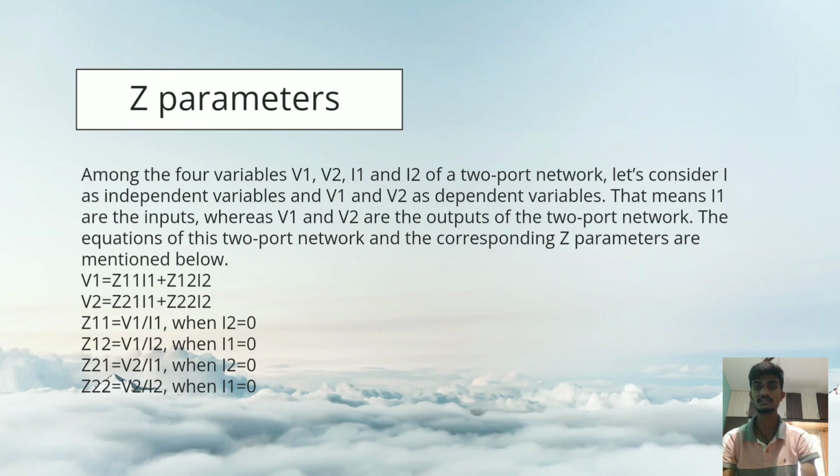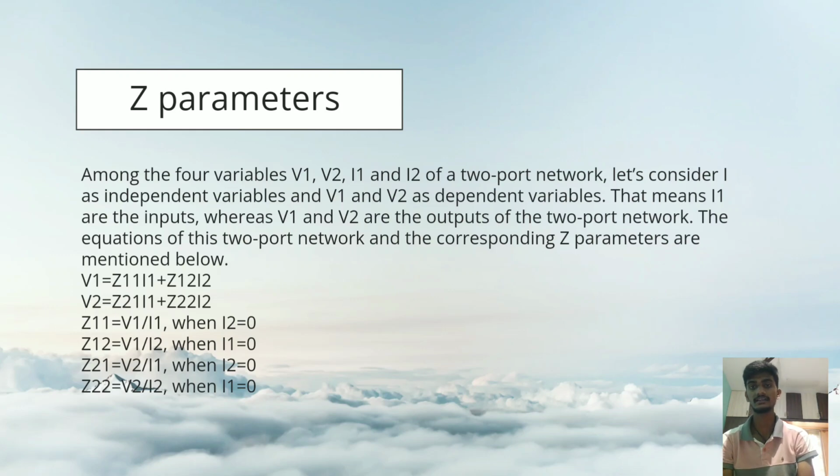The two equations of the two-port network corresponding to the Z parameters are mentioned below. V1 equals Z11 into I1 plus Z12 into I2. V2 equals Z21 into I1 plus Z22 into I2.